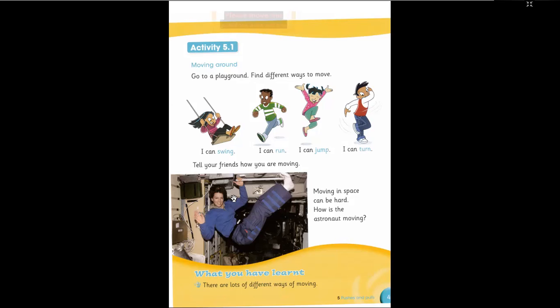Moving is difficult in space. So what is she doing? She is floating in the air. When you move in the air, it is called floating. We cannot do this on Earth because Earth has gravity. I can float in the air.